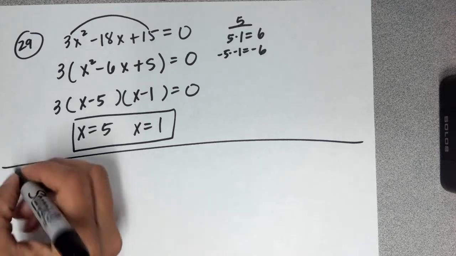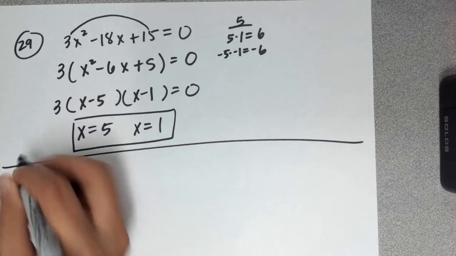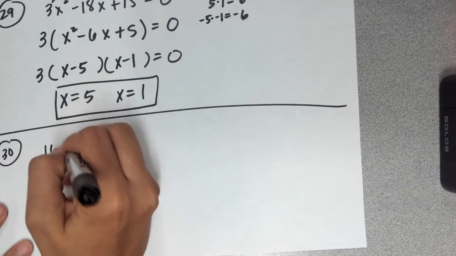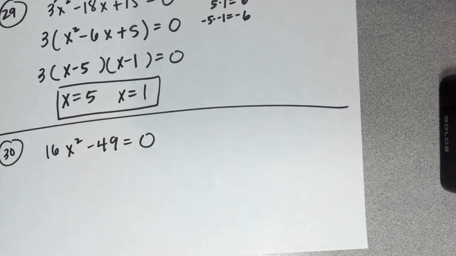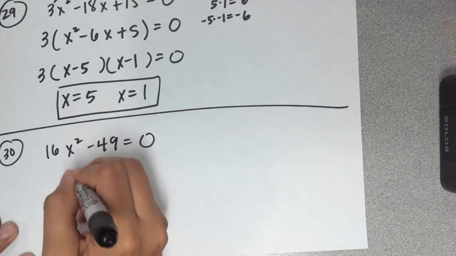So let's go ahead and do number 30. So I have 16x squared minus 49 equals 0. Now this is a difference of squares problem, but there's an easier way to do this instead. What could I do, guys? Anybody see it right away? I can move what over? 49. Yeah, just move the 49 over.